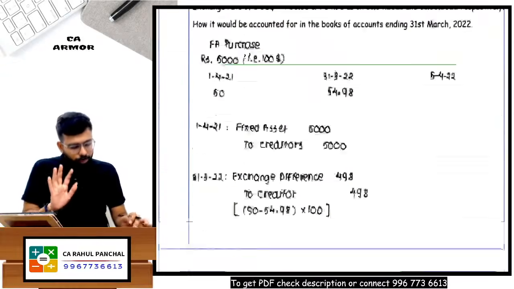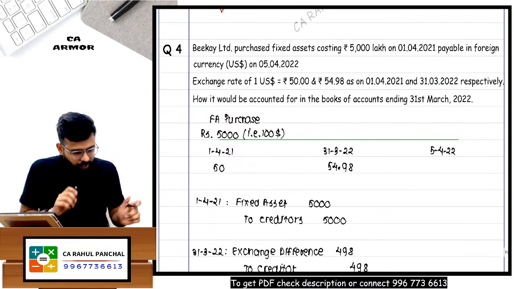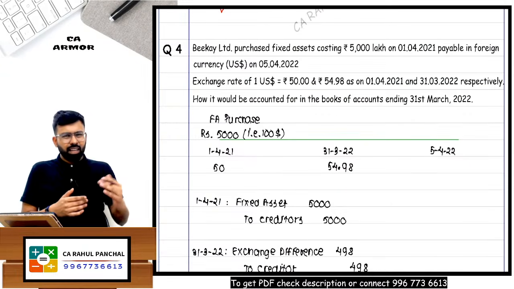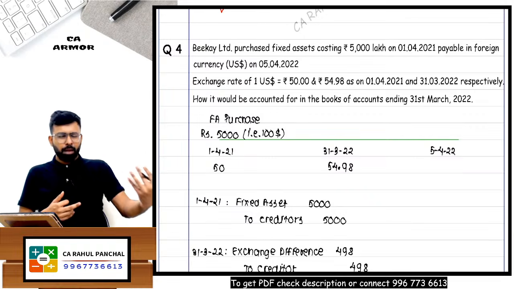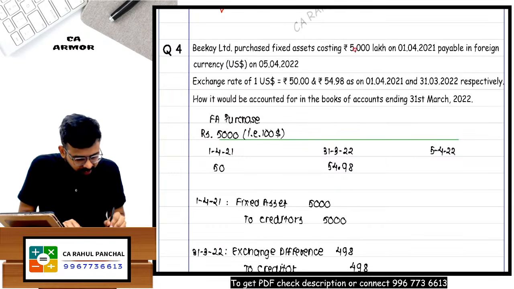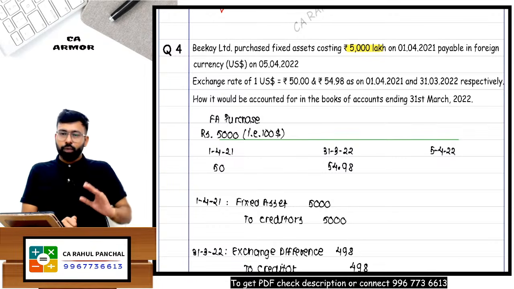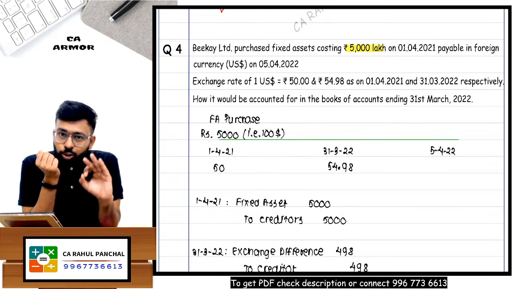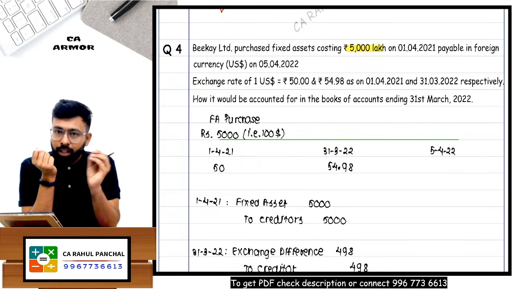Okay, just be there with me, you will understand everything. Now there is one company, again it is not from the module, from RTP or MTP, I don't exactly remember the source. Understand, there is a fixed asset, and now there is a twist. The asset is actually purchased in dollars but it is given in rupees.